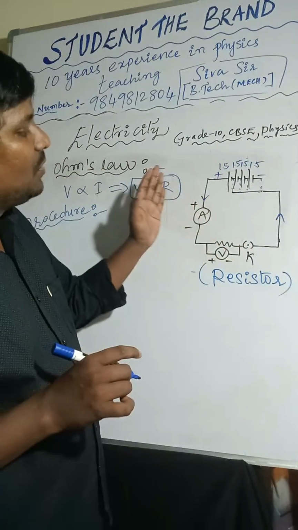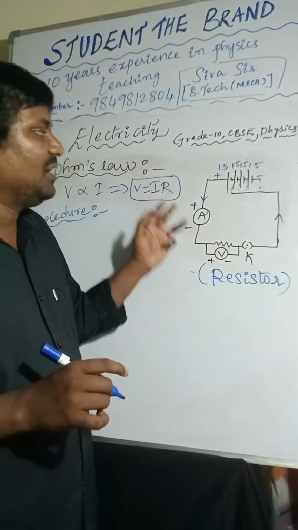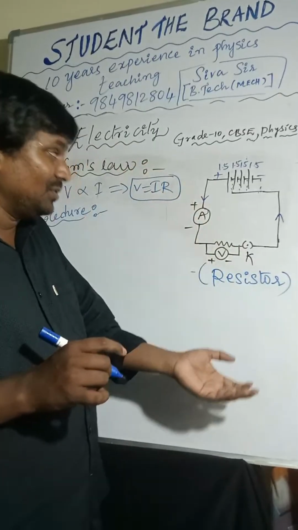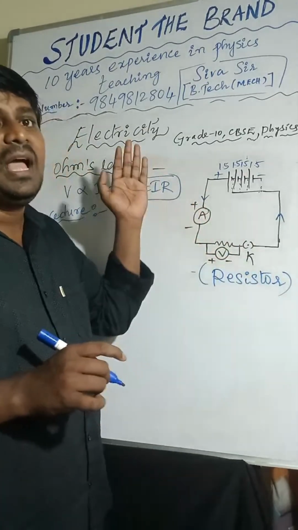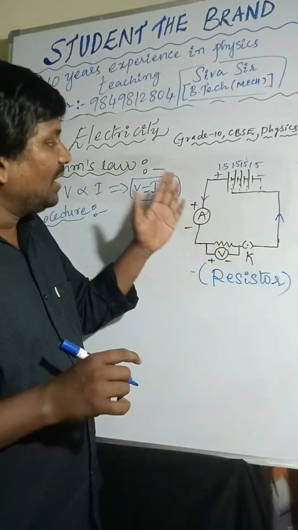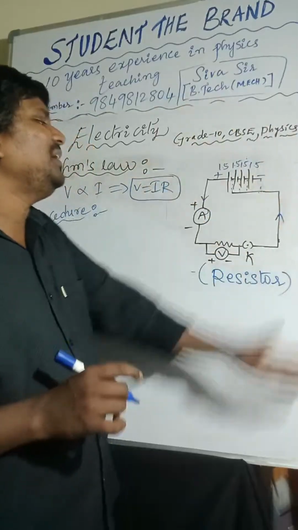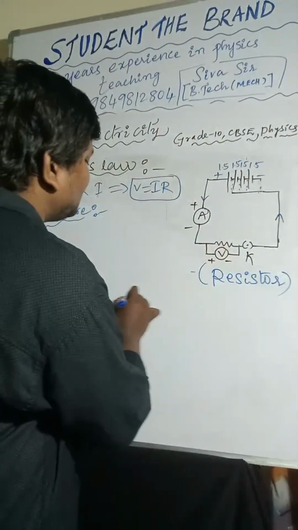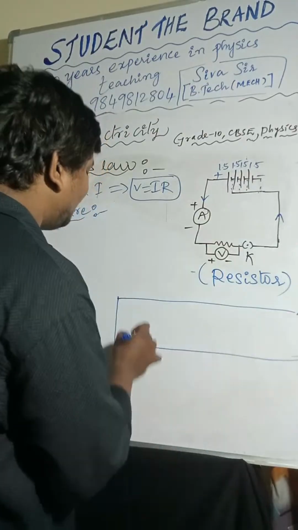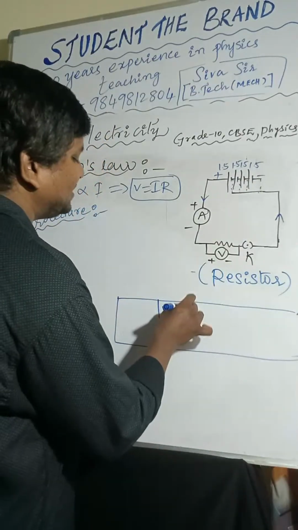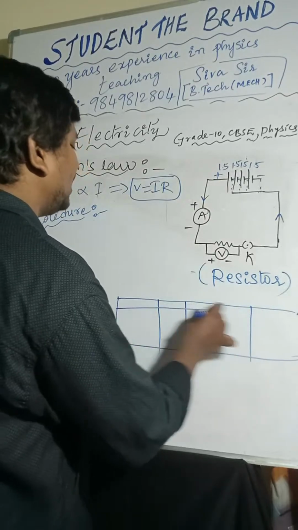After that, you have to note down the readings of the ammeter and voltmeter. You must note down, you have to observe. After that, you have to note down the values of ammeter and voltmeter. After that, you have to mention them in tabular form.